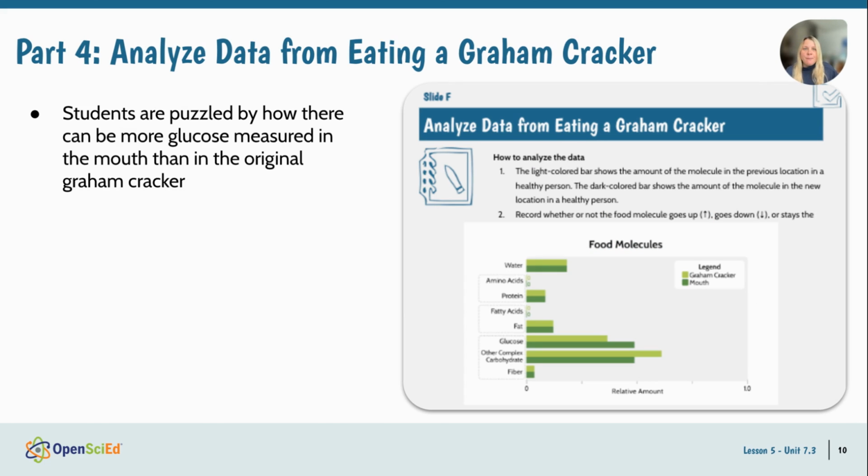The next key moment is in part 4. The data is comparing the food molecules that occur in the graham cracker itself and then the food molecules that are present in the mouth after chewing. This is a key moment where students realize that there are actually more glucose molecules in the mouth than there was in the original graham cracker. What's also interesting is they notice that the complex carbohydrates are decreasing by the same amount that the glucose is increasing. As always, go slow with this data and take time to clarify the legend so that your students know exactly what's happening. But by this point, they've seen data that looks like this several times, so they can probably just tune into it pretty quickly.